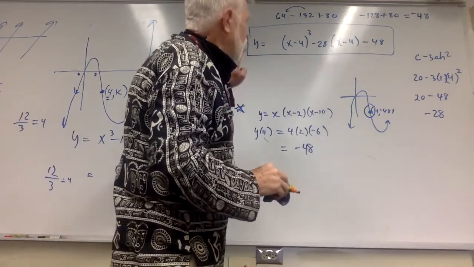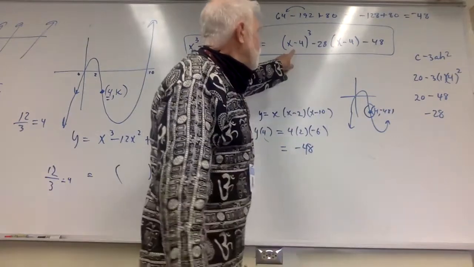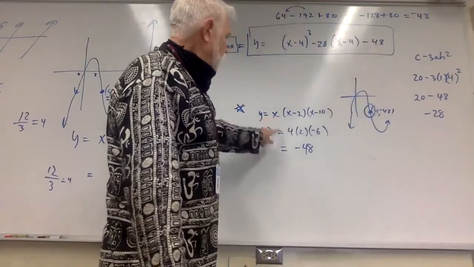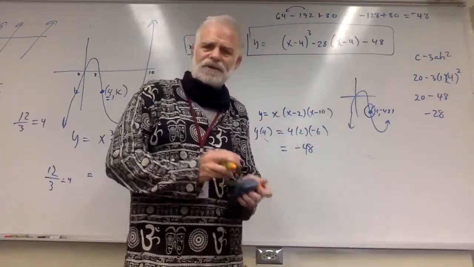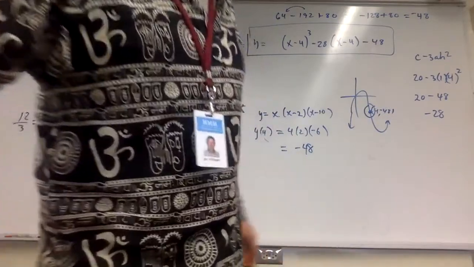And I just plugged in 4 to make sure that 4 here gets you 0, 4 here gets you 0, you get minus 48. Going back to the original, putting in the 4 times 2 times negative 6. Just a quick check to make sure I didn't make it carelessly here, because I tend to do that on the fly with these videos.